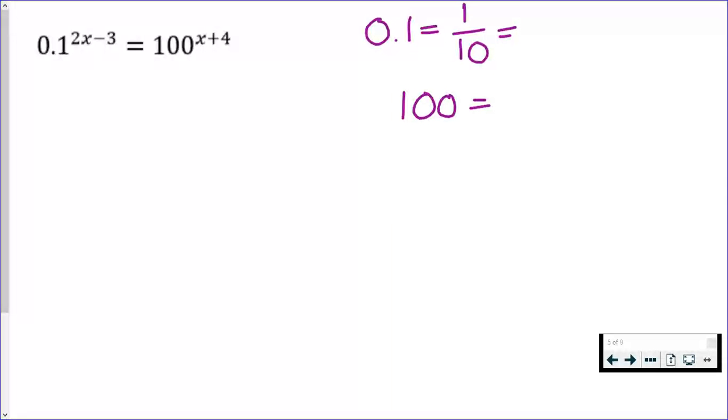And so when I see a 10 in the denominator, I know that I can make my base 10, because 0.1 or 1/10, which is the same thing, is equal to 10 to the negative first power. That negative first power just flips the base. And then I know that 100 is 10 squared. So what I've done is replaced 1/10 with 10 to the -1 and 100 with 10 squared.